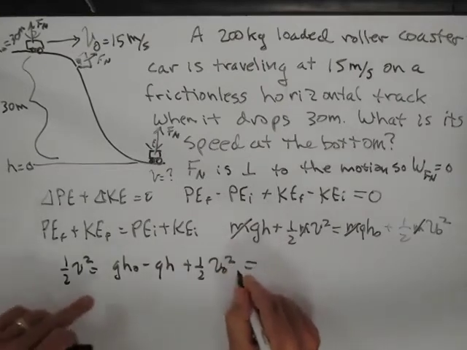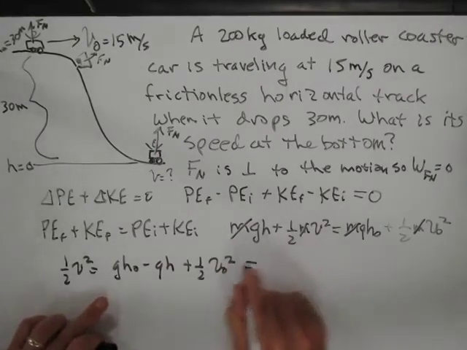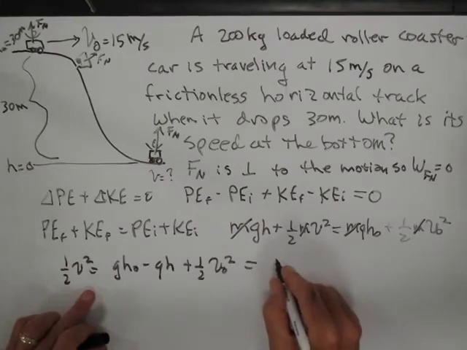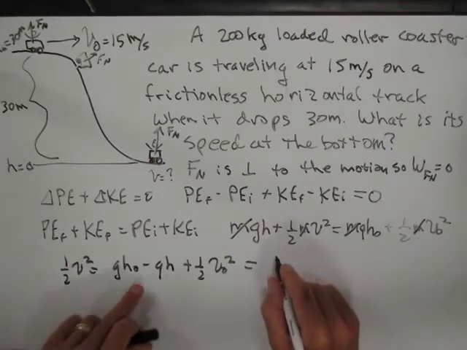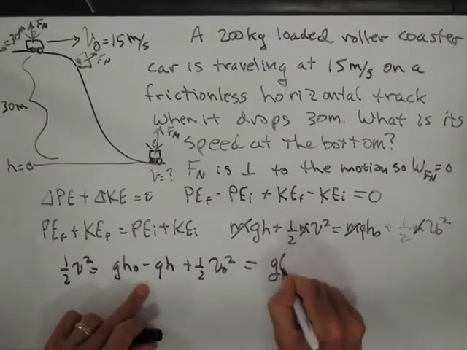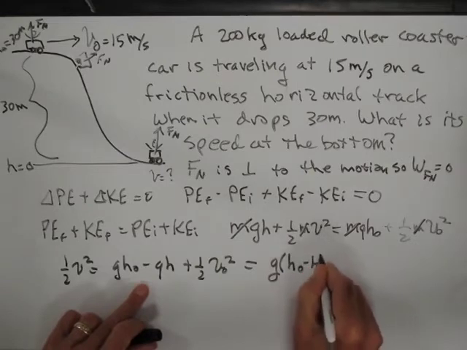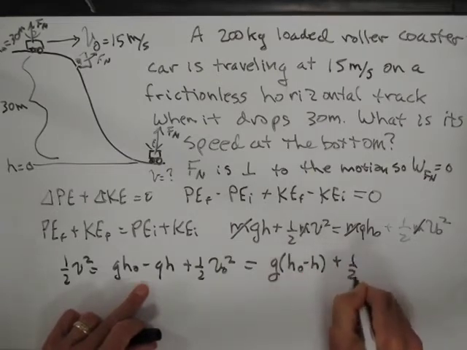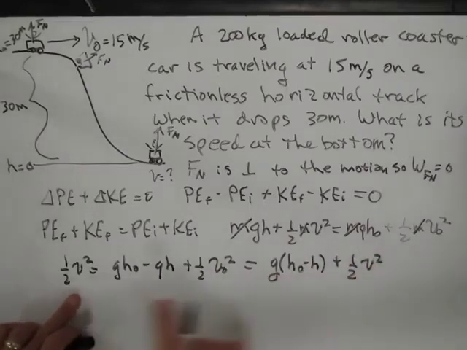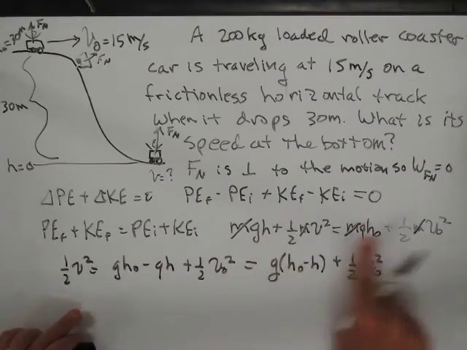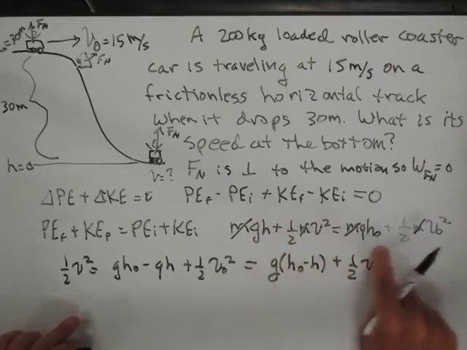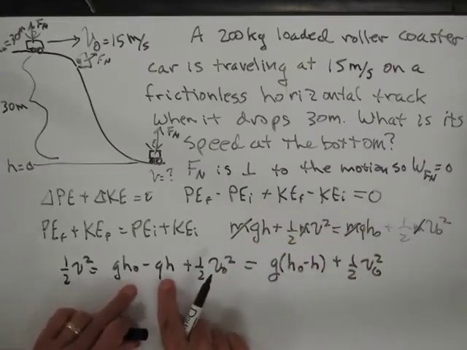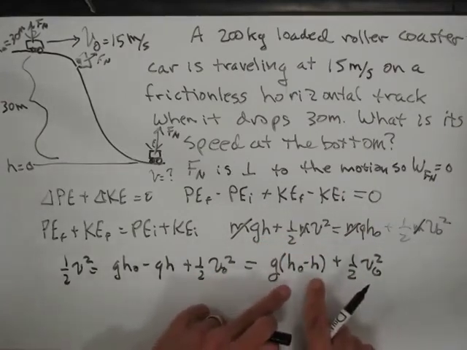And if I just simplify this a little bit, I'm going to combine these two terms. So I'm going to say, look, it's g times h naught minus h plus 1/2 v squared. Sorry, v naught squared. All I did was, from this equation, I canceled the m's, I moved the gh to the other side, so I had these two terms, I stuck it in the middle, and then I factored out a g.